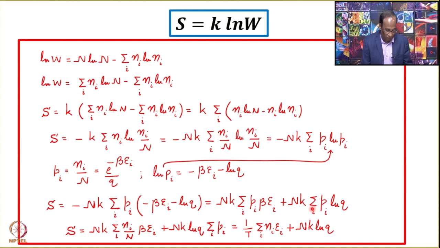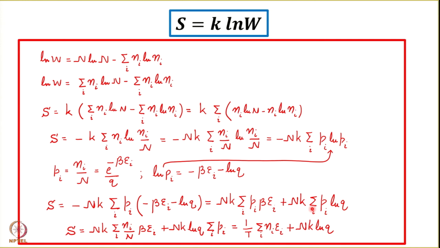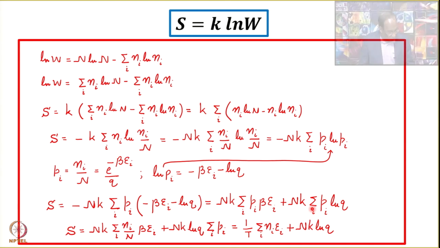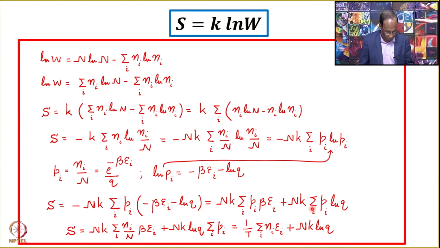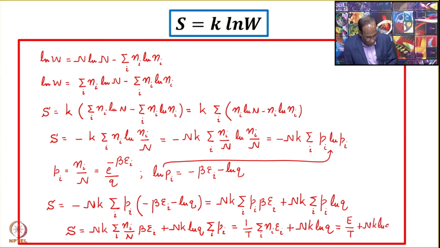So I have this expression now. We have to now work upon this, and let us see what form it takes. Remember that this will be equal to summation Ni Ei. This is equal to total energy by T plus Nk log Q. I will come back to this later on. Summation Ni Ei is equal to total energy by T plus Nk log Q.